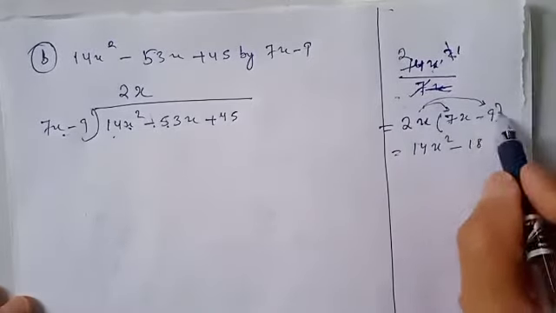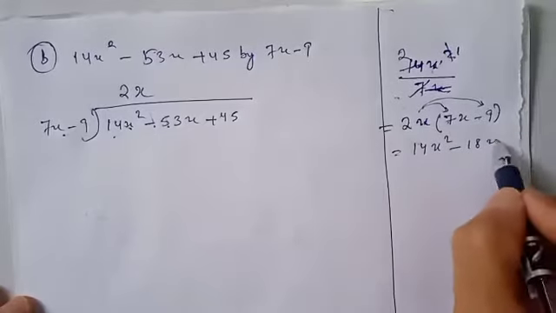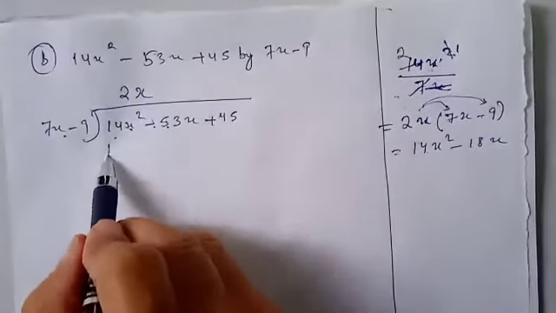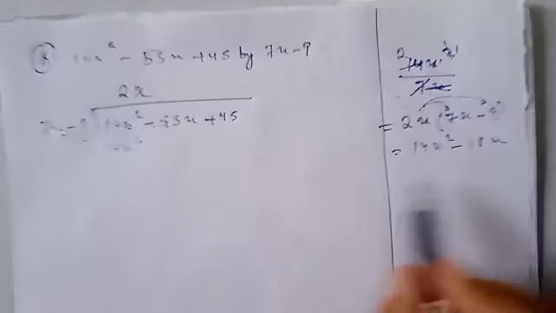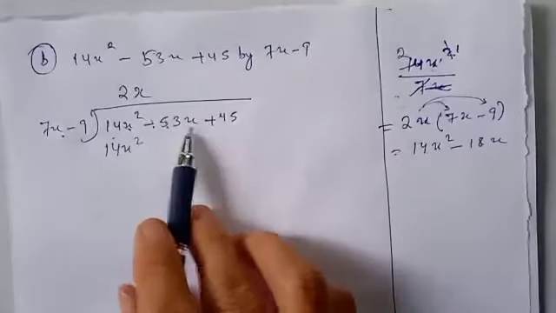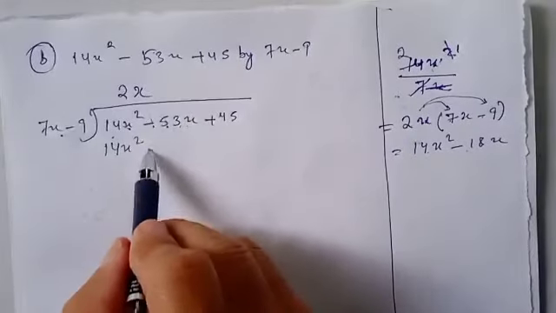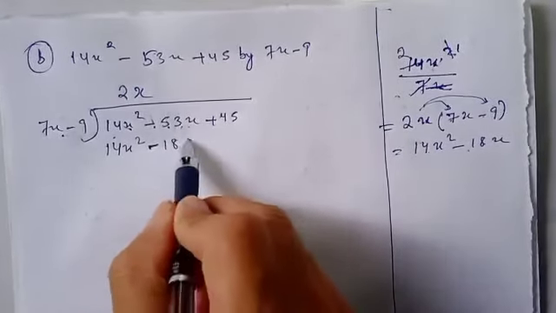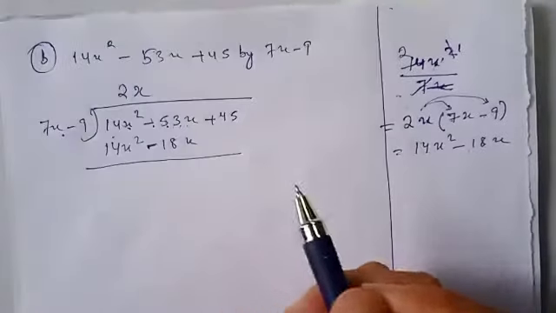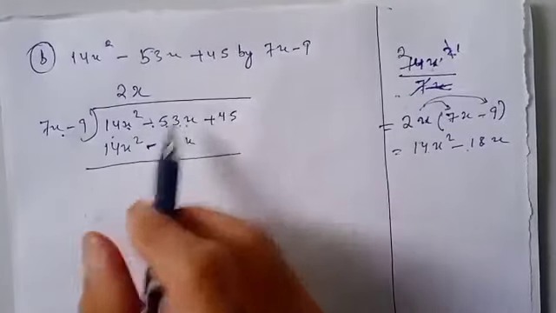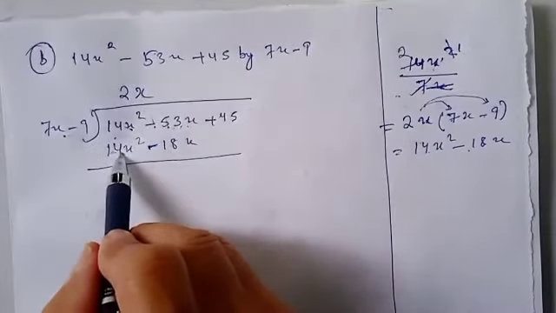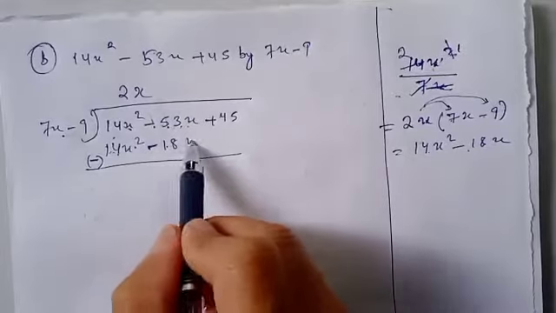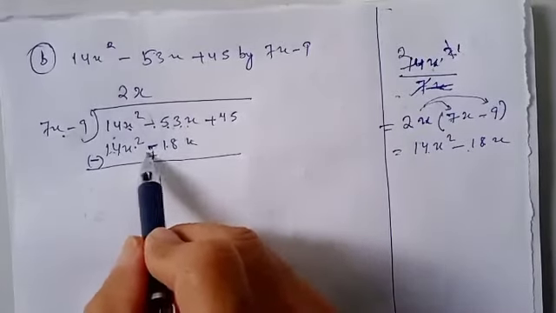2 times 7 is 14, x into x is x squared, minus again 2x into 9, 2 times 9 is 18, how many x? We have only 1x, so you write x. 14x to the power 2, you write it here, like term is there, 14x to the power 2, now minus 18x, you just write below, 53x, minus 18x. Okay, now change the sign: 14x to the power 2, this is plus, so change into minus. 18x, this is minus, so change into plus.